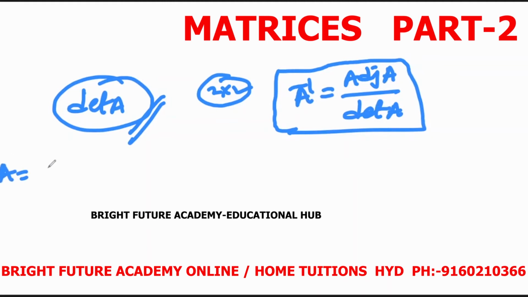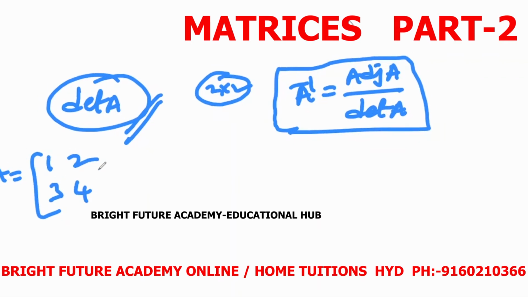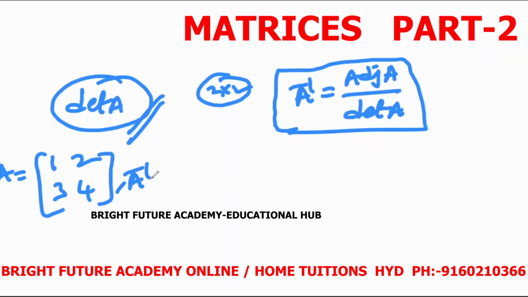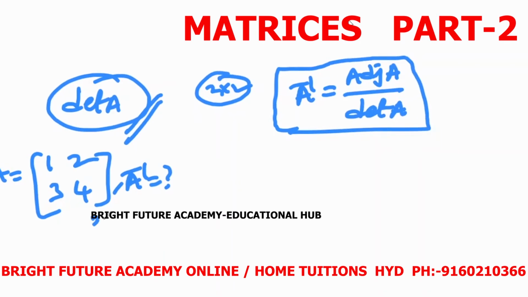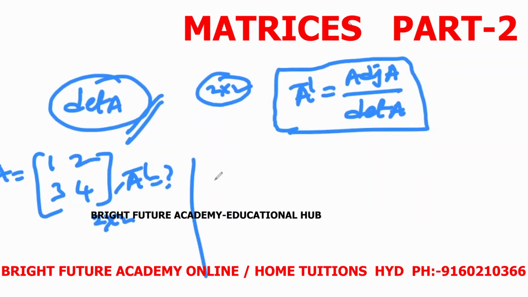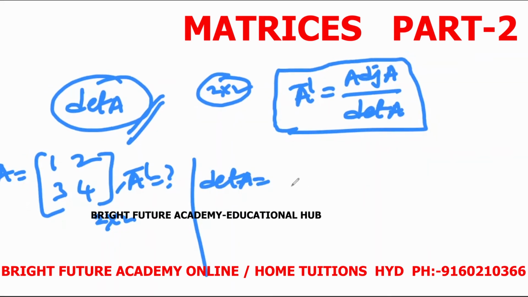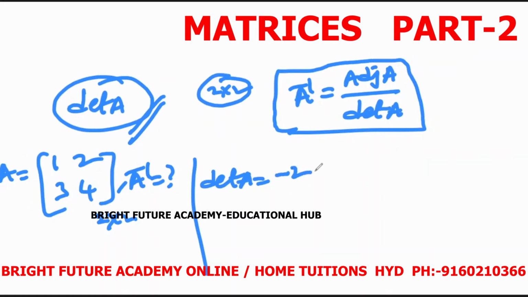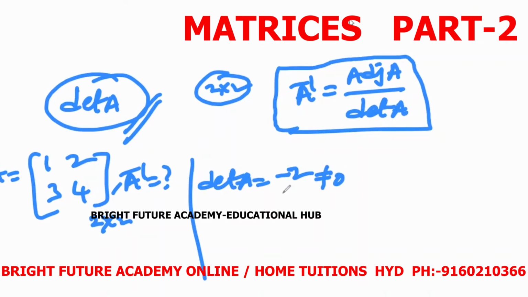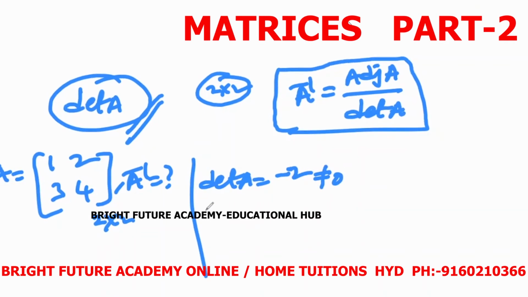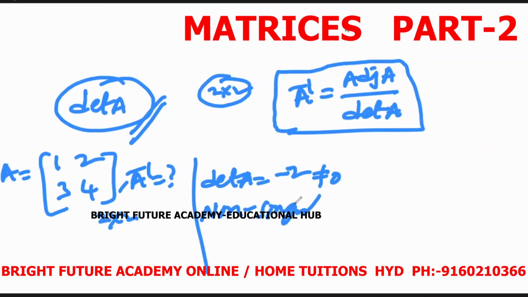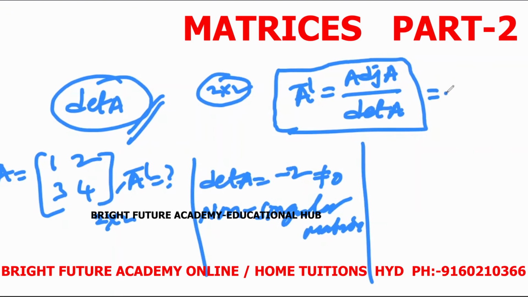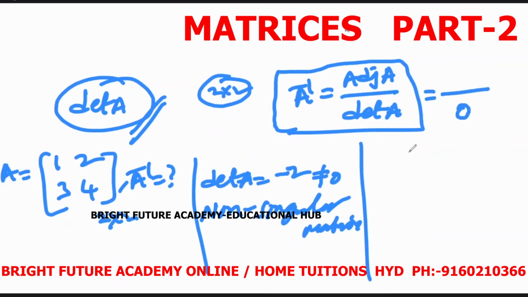Suppose I am taking 1, 2, 3, 4, and we need to find the A inverse value. What is the order of this matrix? 2 by 2. Now, what is the determinant A value here? It will be -2. Very good. Minus 2 is equal to 0 or not equal to 0? Not equal to 0. Then what kind of matrix is it? Non-singular matrix.